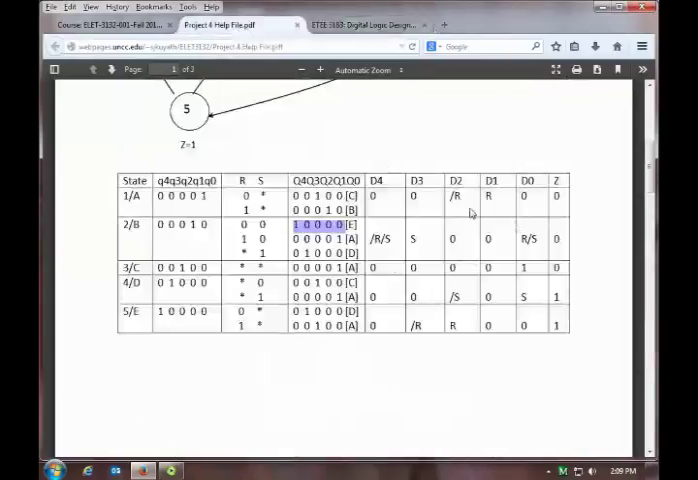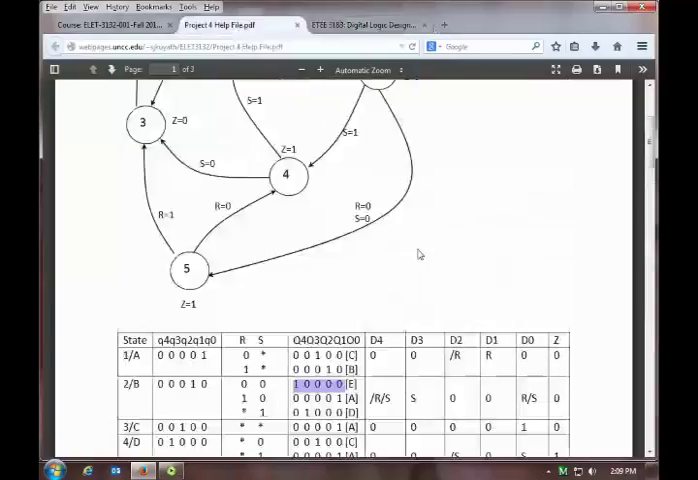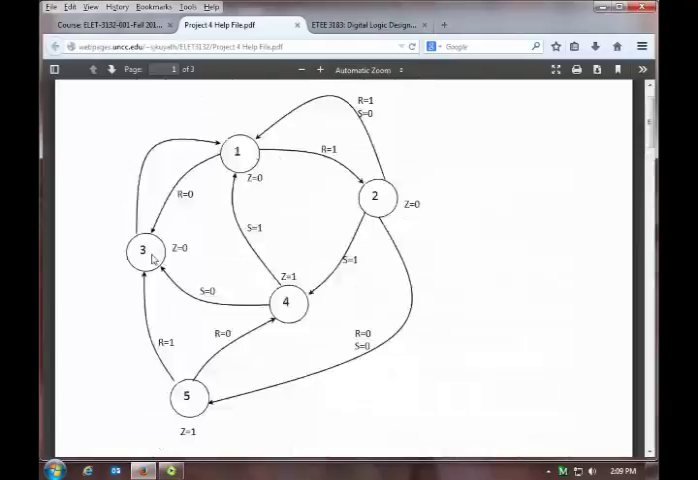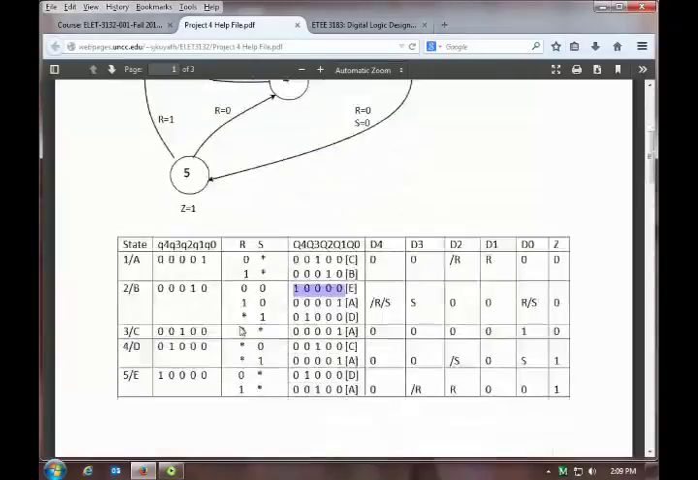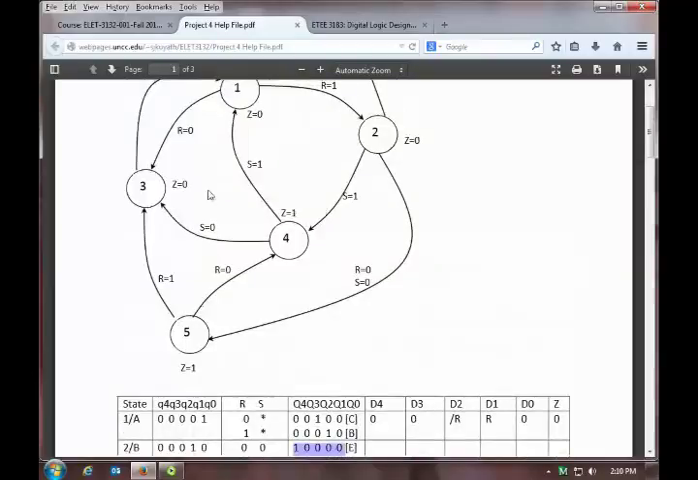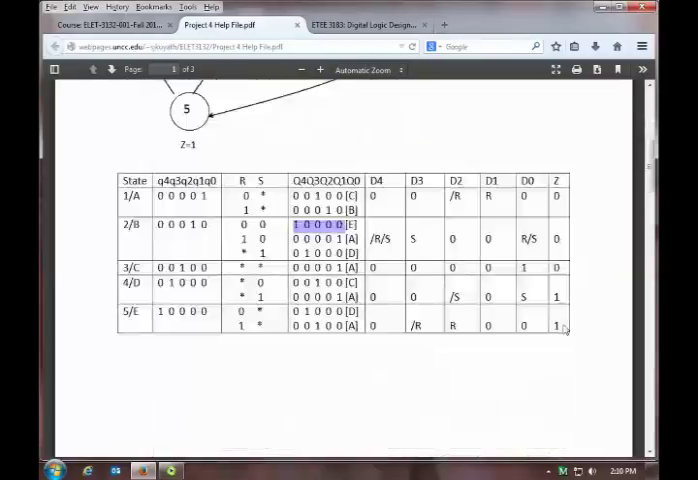Well, in here, I do have outputs associated with the states. The way I've got it associated with the states, it would be just the flip-flop. So when I go into state 2, Z better be 0. Here's state 2, Z is a 0. Here's state 3, Z is a 0. Okay, state 4 and 5, Z is a 1.